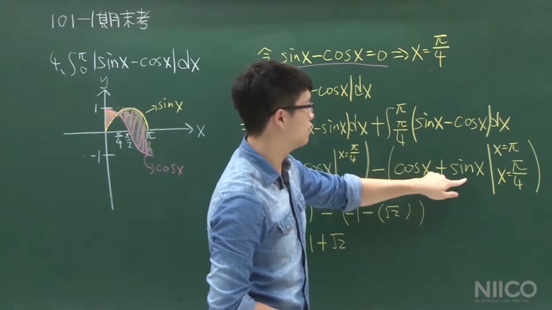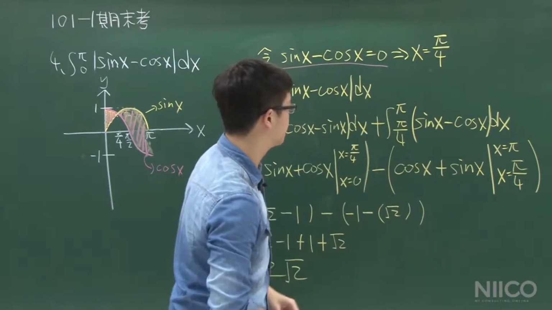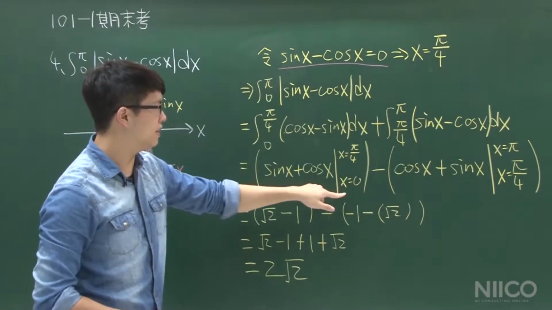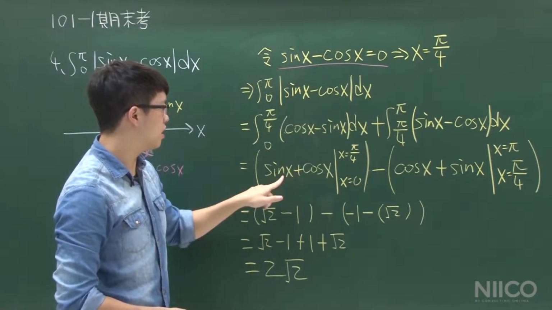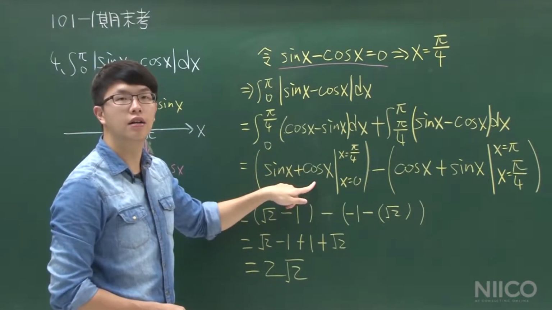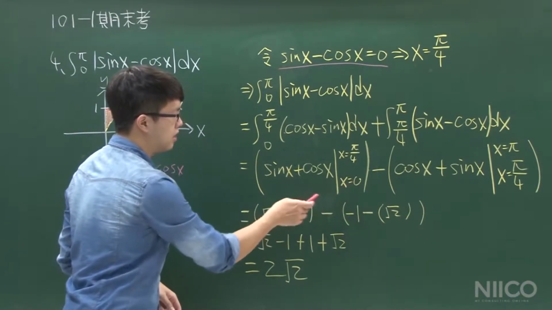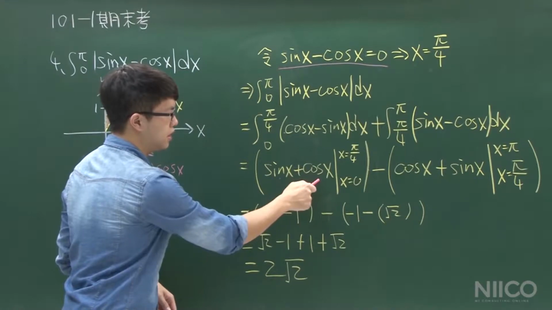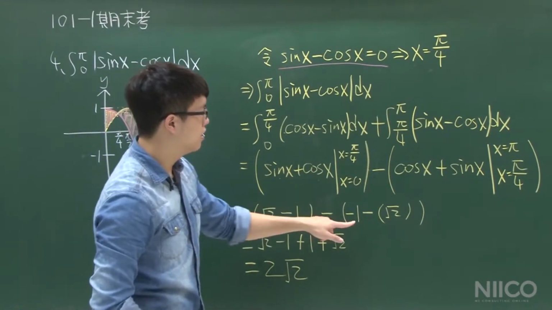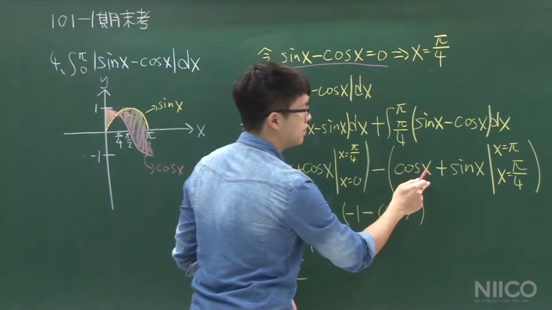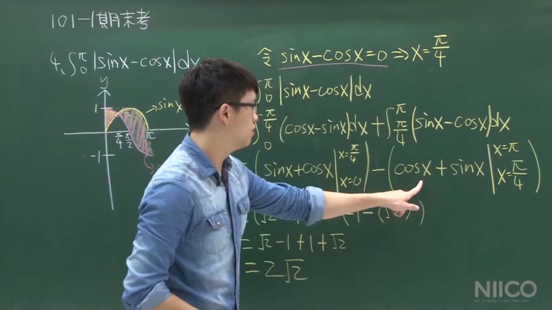So now what's left is to substitute x with pi over 4, 0, and pi over 4 into these formulas. So in the first part, we can see that with x equal to pi over 4, sine x is just 1 over square root of 2, and cosine x is also 1 over square root of 2. So we combine these two together, we get square root of 2. And then when x equals 0, sine x is 0, and cosine x is 1. So the first term evaluates to square root of 2 minus 1.